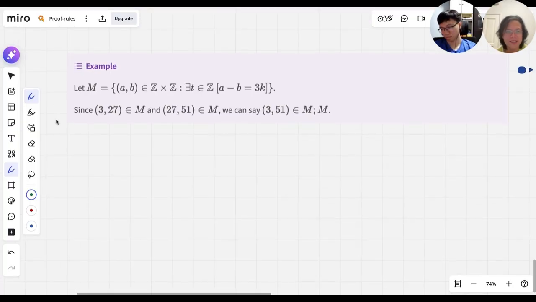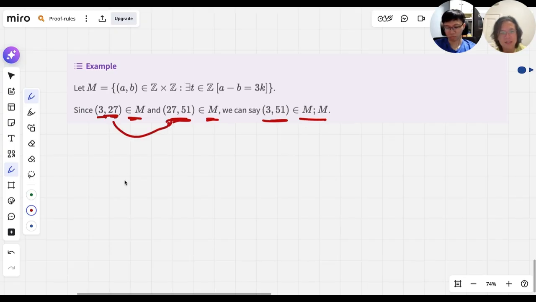Let's do one more last example before we end. We know, for example, the sharing remainder relation, congruence modulo 3. We know that (3, 27), they both have a remainder of 0, is in M, and (27, 51), both have a remainder of 0, is in M. So we can say that (3, 51) is in M semicolon M, or M compose M, because the middleman here is 27. That's it. Any questions?